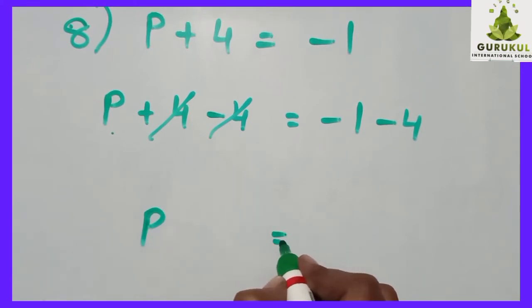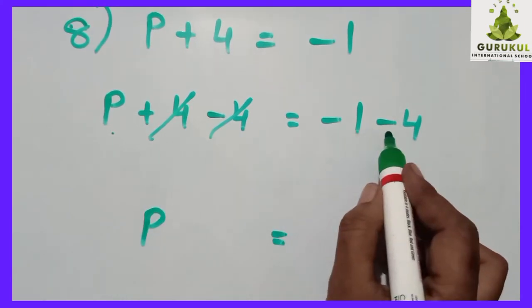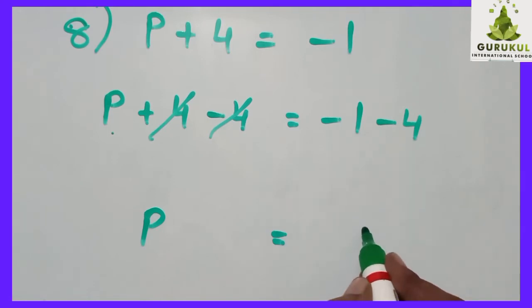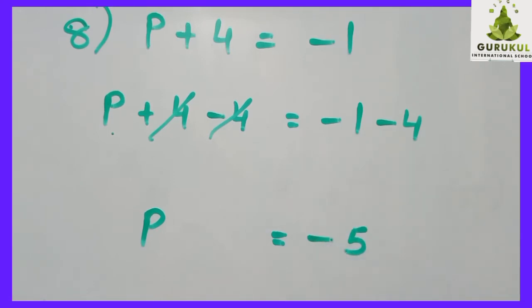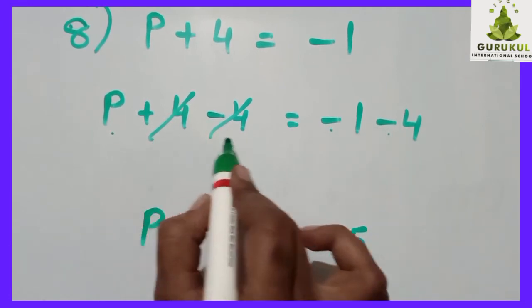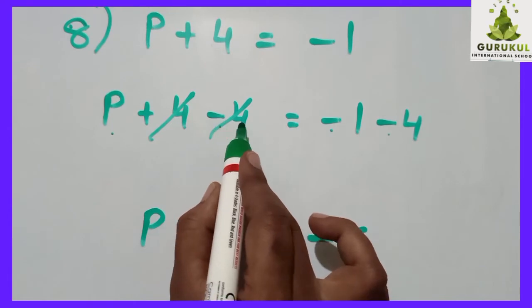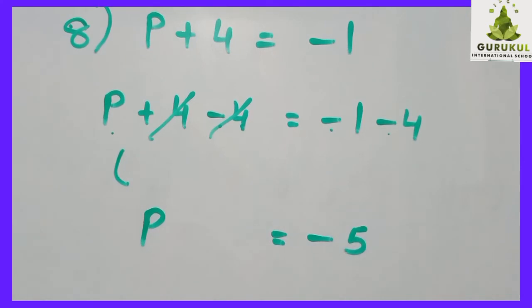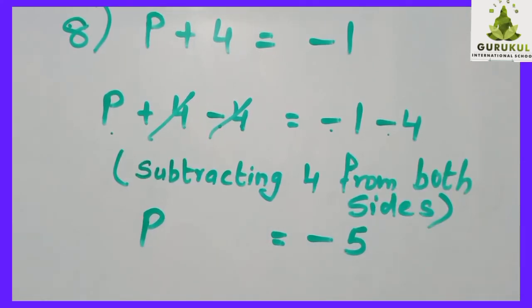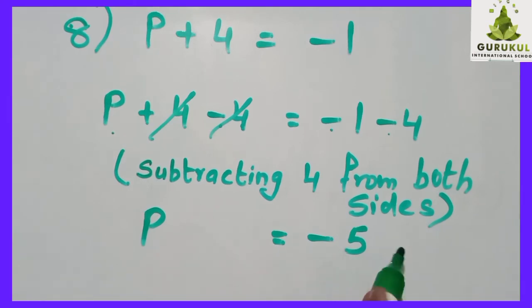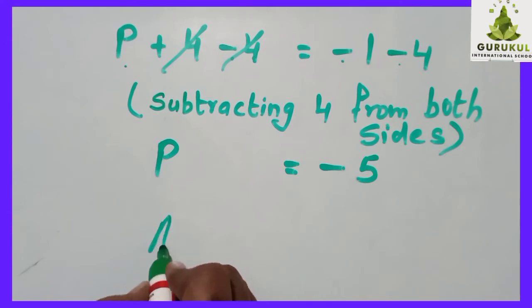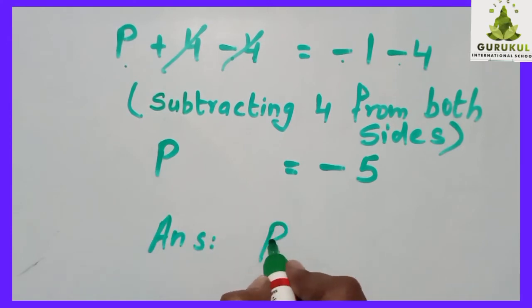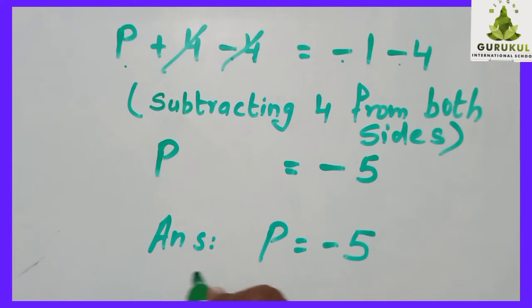So I get p equals to, same sign, add it. 4 plus 1 is 5. Put the common sign. Is it clear? Same sign, add, put the common sign, integer property. Now here what we did, we have subtracted 4 from both the sides. That reason you have to write here, subtracting 4 from both the sides. So write this way, subtracting 4 from both the sides. What you get? The value of p equals to minus 5. So what is the answer to this? Answer is p equals to minus 5. This way you can complete the answer.